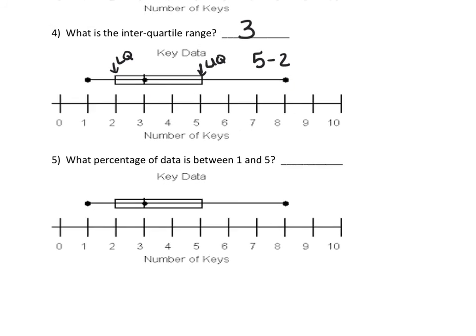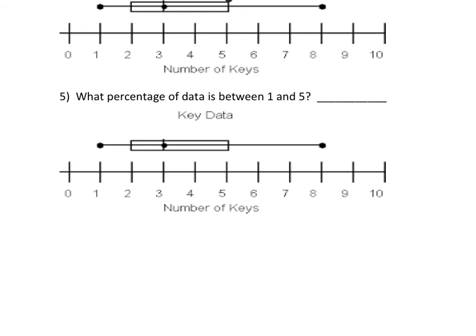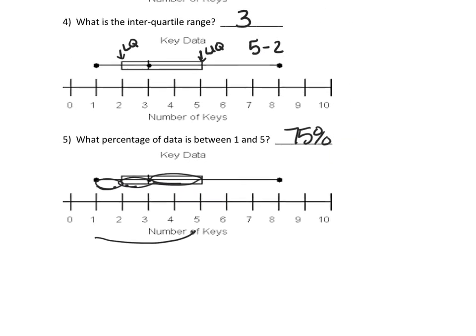And then what percentage of data is between 1 and 5? So it's between this and this. So we have 25, 50, 75. So we have 75% of the data fall between 1 and 5.